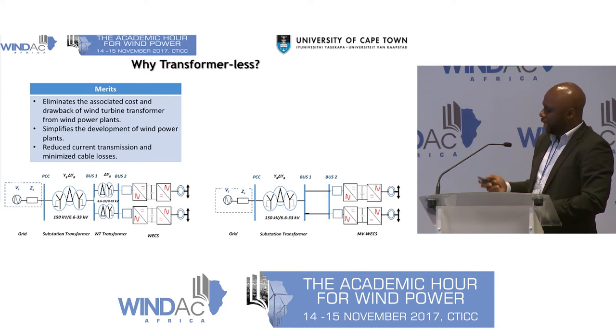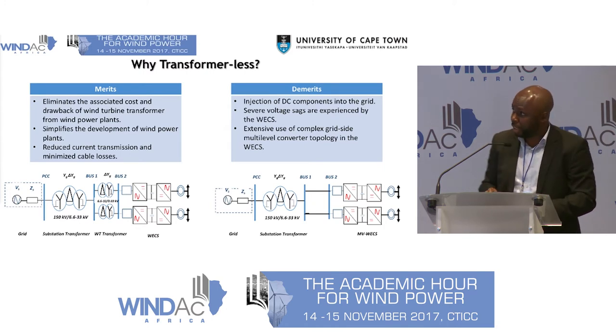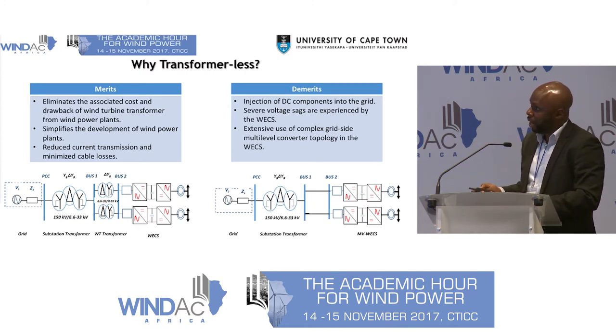But on the downside, and this sketch here is just to illustrate, when I say transformerless, there are basically two types of transformer in a wind power plant, the substation and the wind turbine transformer attached to the converter. I'm actually interested in eliminating the one attached to the converter. Now, there are obviously drawbacks in eliminating the transformer. Apart from the voltage transformation that goes on by using the transformer, we also need the transformer to minimize the injection of DC components into the grid.